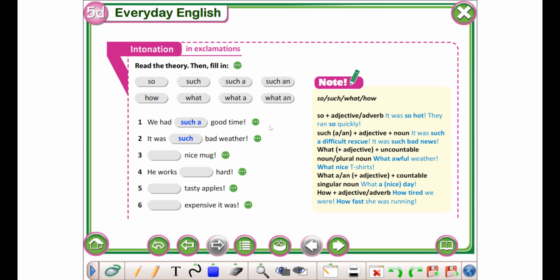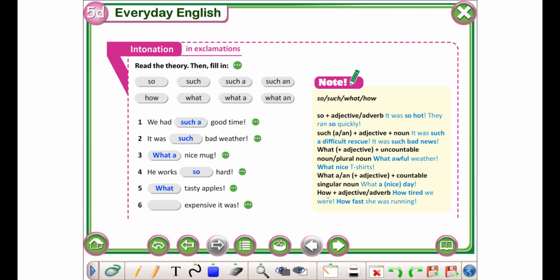He works. What tasty, how tasty apples? What tasty apples? What did you say again? What tasty apples? Okay. About what? About the mug? No, the tasty apples. The tasty apples, yes. How tasty? No, what tasty apples? What tasty apples?